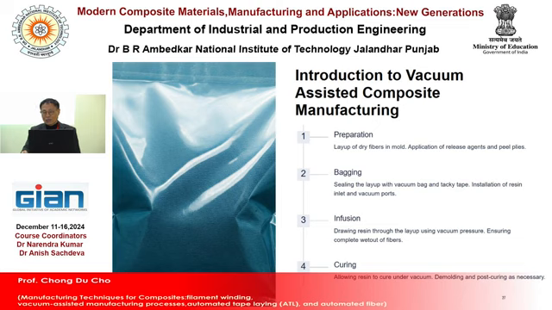So we allow the resin to cure under vacuum, and the demolding and the post-curing are necessary. Those are the general stages needed for vacuum-assisted composite manufacturing.